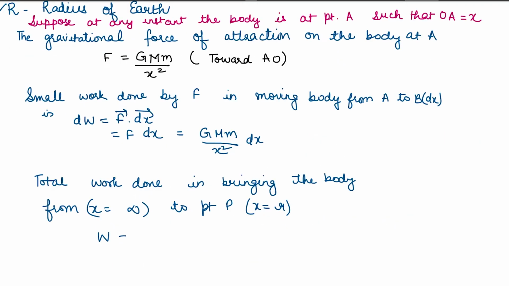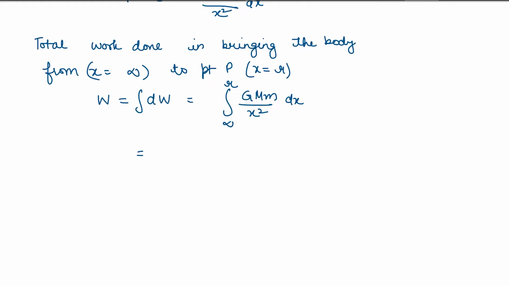So total work done will be integral of dW, that means integral of GMm by x square dx. And what should we take as the limit? We are bringing the body from infinity to point P, which is at a distance r. Now we can take out the constant terms, that is GMm. So we are left with 1 by x square dx inside the integration.